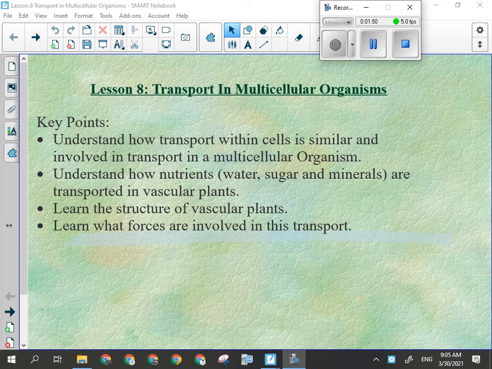All right, we'll look at the structure of vascular plants. That's not going to be rocket science, like roots and leaves and stems and stuff like that. And what forces are involved in transporting water and materials within the plant. So that'll be the focus of today. We'll get through that pretty quickly, and then we'll get the lab set up.